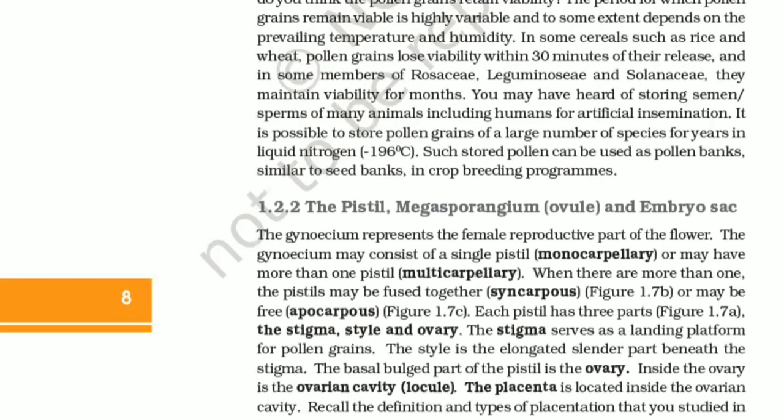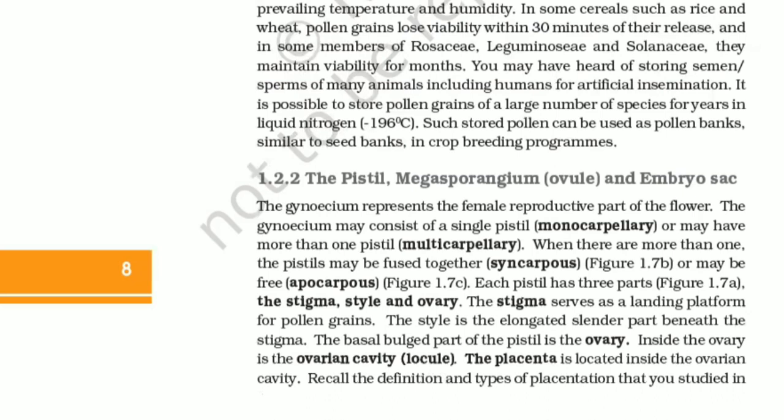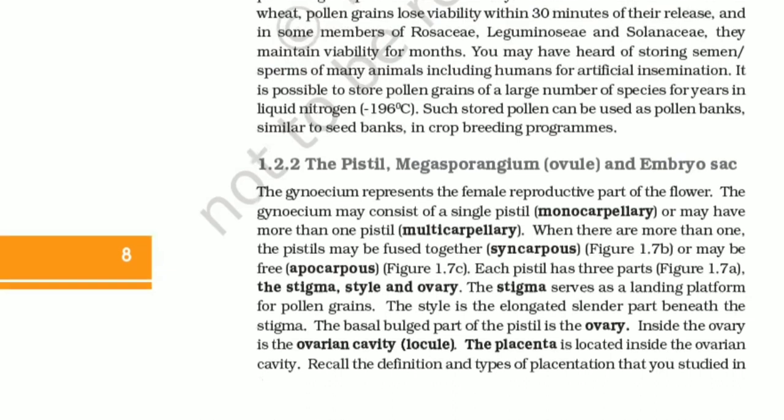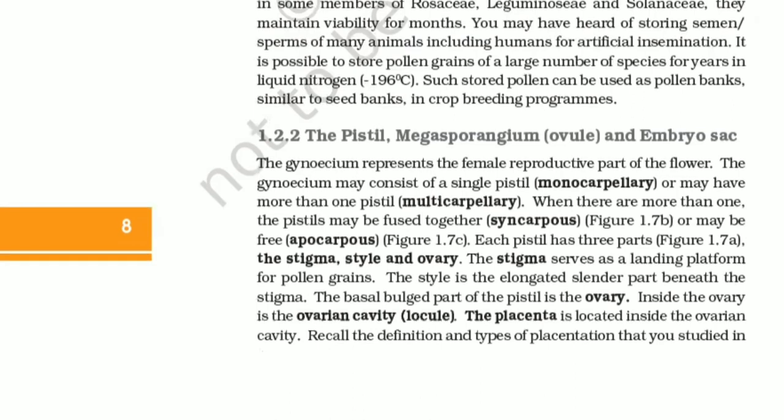You may have heard of storing semen, sperms of many animals, including humans, for artificial insemination. It is possible to store pollen grains of a large number of species for years in liquid nitrogen, that is at minus 196 degrees Celsius. Such stored pollen can be used as pollen banks, similar to seed banks, in crop breeding programs.